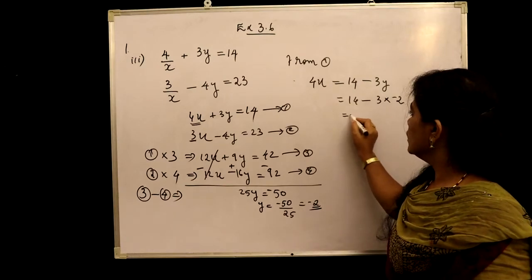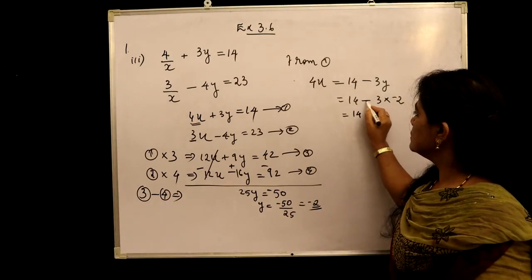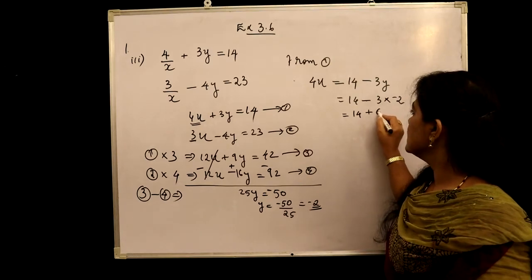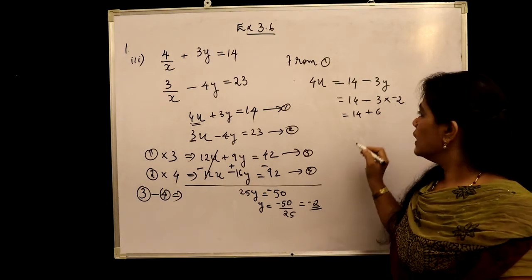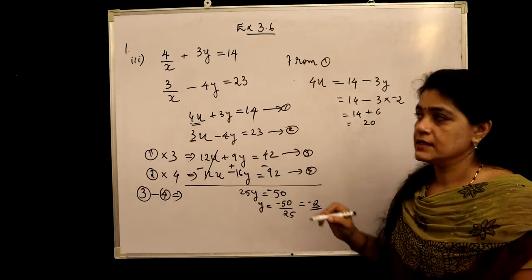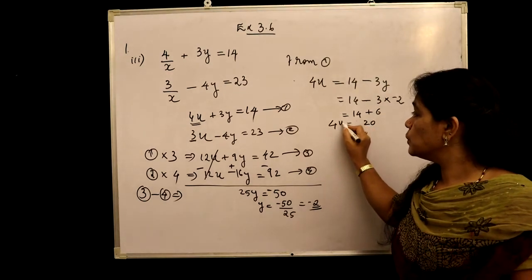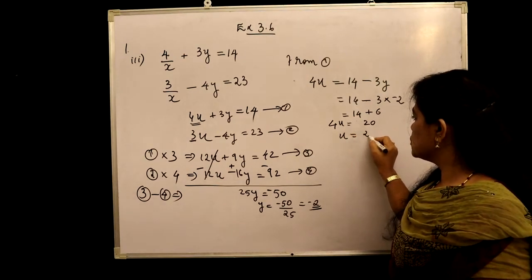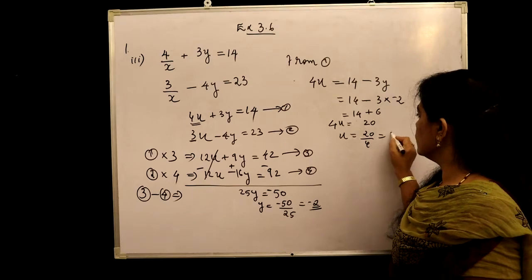So this is equal to 14. This negative and this negative sign become positive 6. 3 2s are 6. Hence this is equal to 20, 14 plus 6. And this is 4u, not u. And from this you can get this u, that is 20 by 4, that is equal to 5.